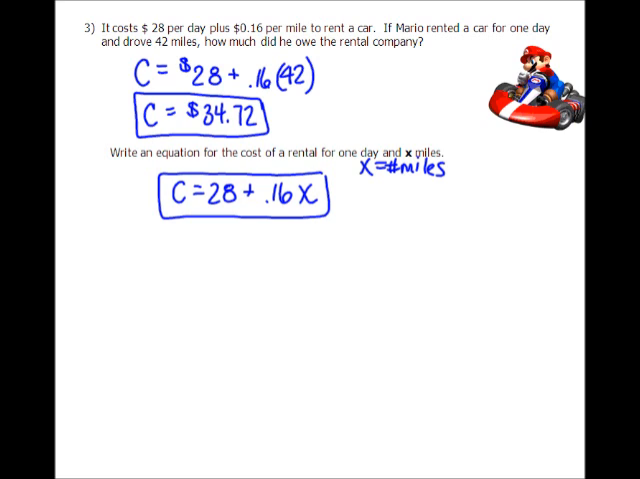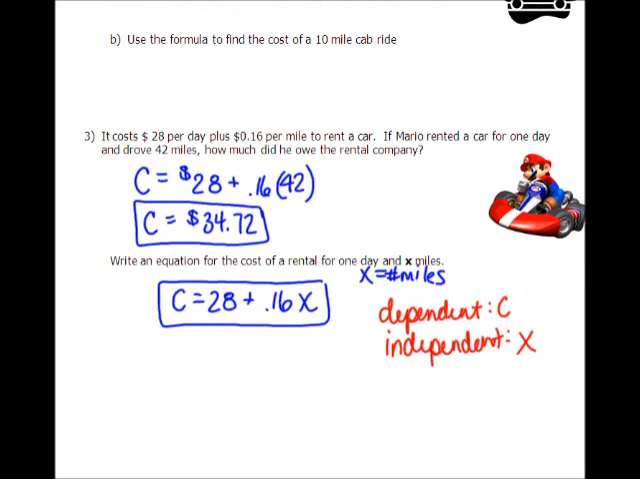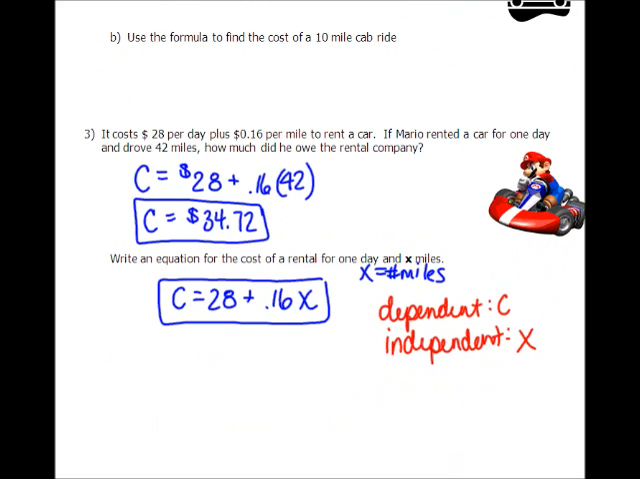My dependent variable is what? My dependent variable is the cost, C. And my independent variable is the number of miles, or, sorry, they used X. Okay? Now let's go back and look at the one up above. And just to be clear on this one we just did, no matter how many miles I drive, this is my fixed cost, and this is my variable cost. My variable cost is 16 cents, and my fixed cost is the $28.